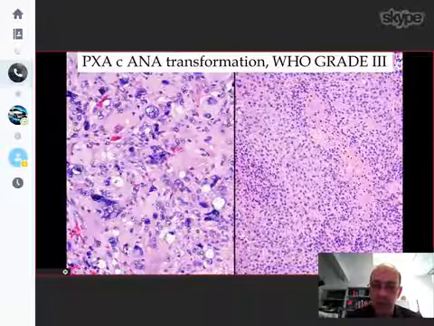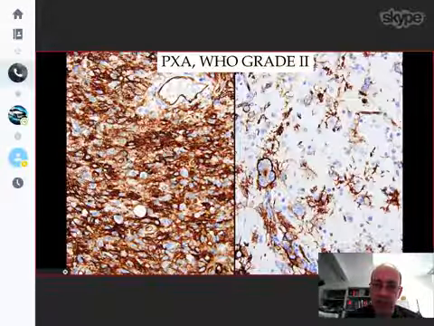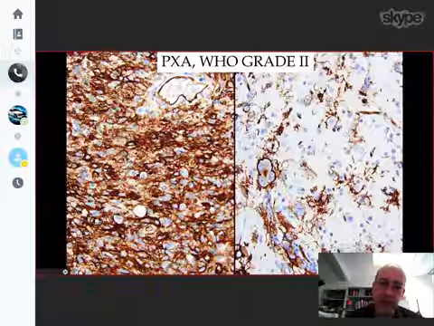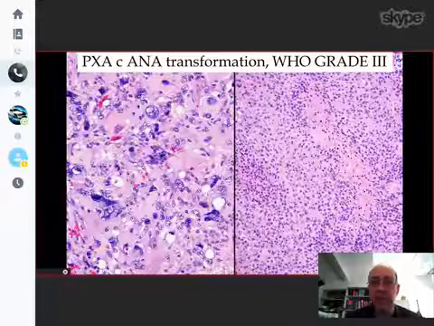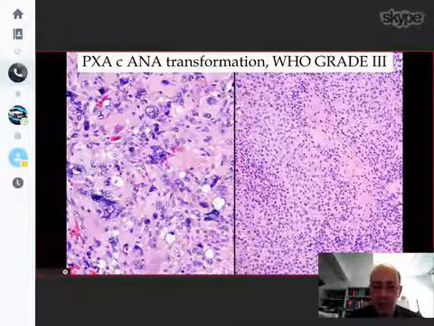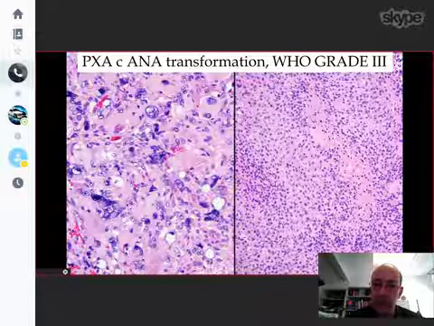So the reason these are considered malignant, most of them are grade 2, is that about 15 to 20% of the cases will undergo further malignant transformation, and ironically, when they become malignant, they're much less pleomorphic.